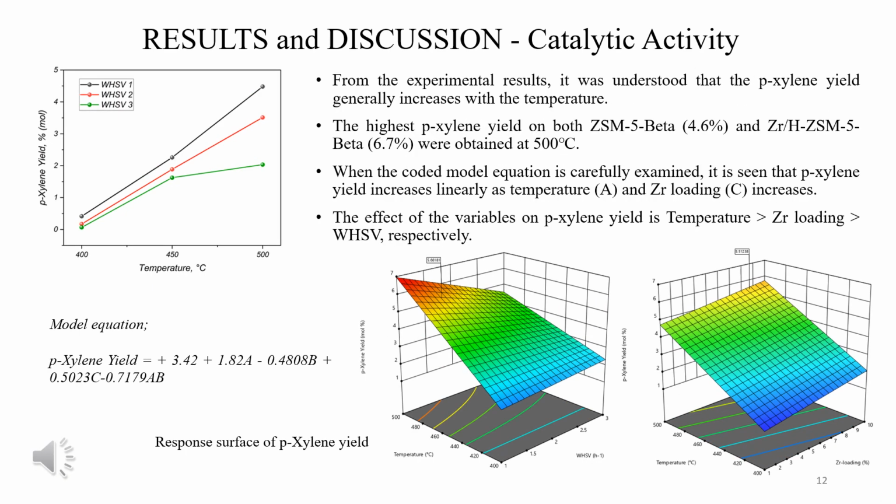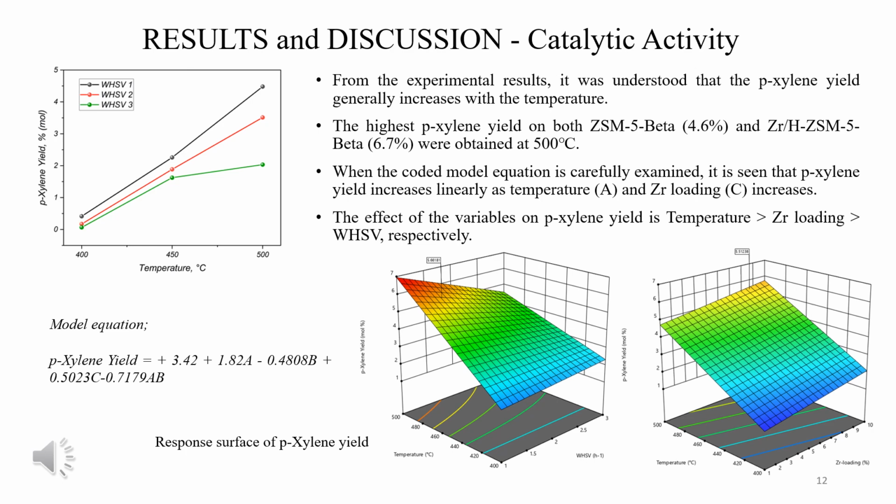Moving forward with the discussion on catalytic activity, let's focus on the production of p-xylene. The experimental results demonstrate a clear trend. P-xylene yield generally increases with temperature. The highest p-xylene yields were both obtained at 500 degrees Celsius, with 4.6% on ZSM-5 beta catalyst and 6.7% on zirconium ZSM-5 beta catalyst.